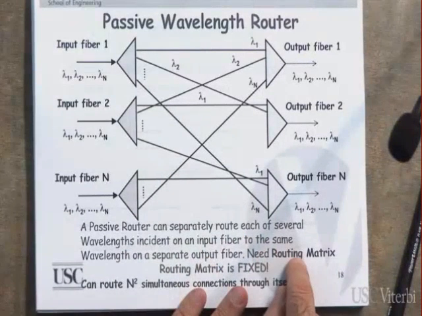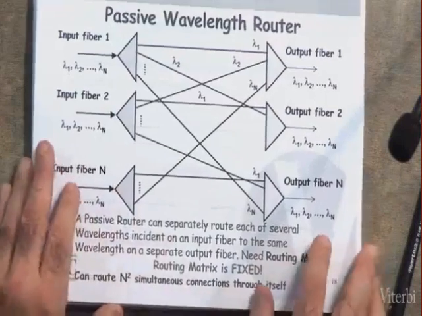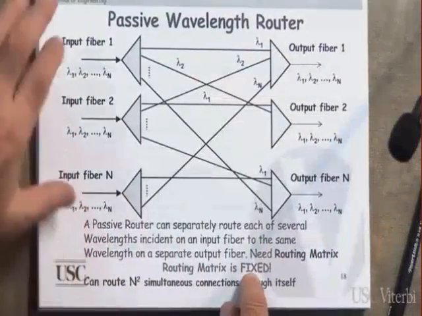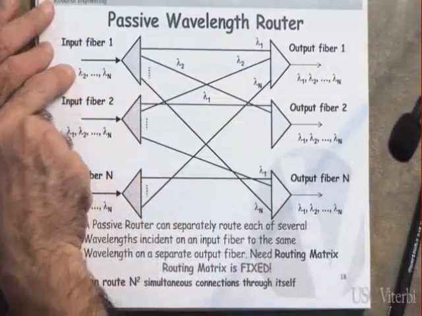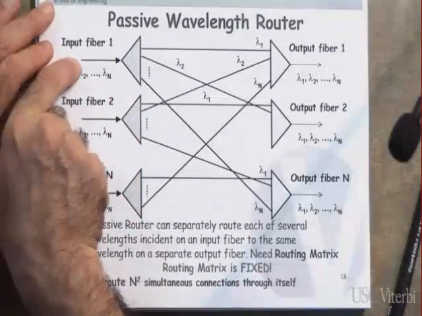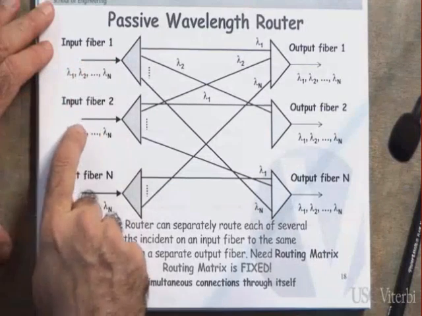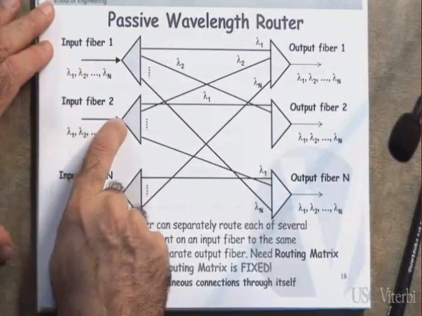We need to have a routing matrix, which I will show in just a second. And the routing matrix is fixed. What does that mean? Look at what it means. This is lambda 1, lambda 2, all the way to lambda n. This is lambda 1, lambda 2, all the way to lambda n.